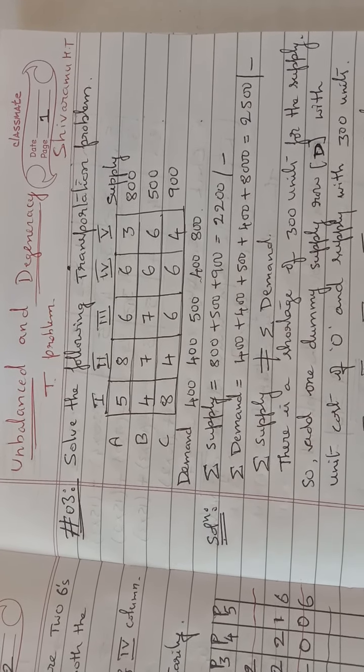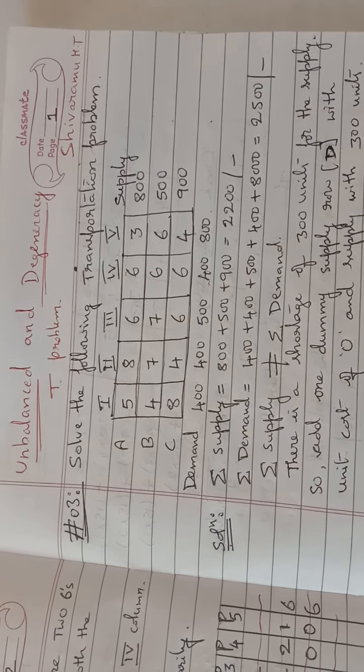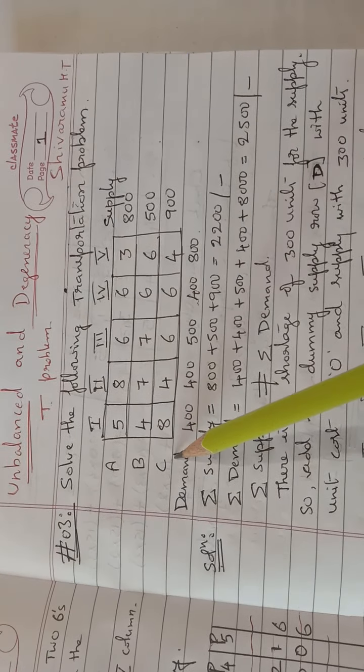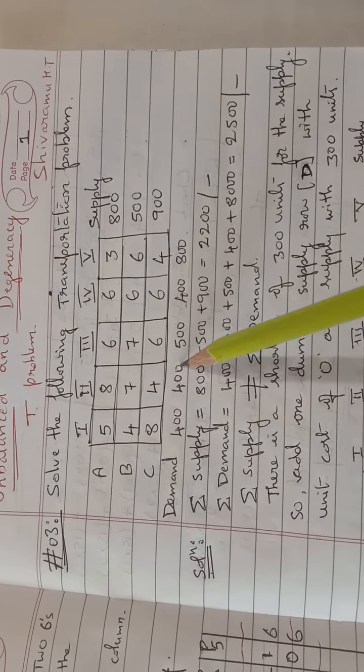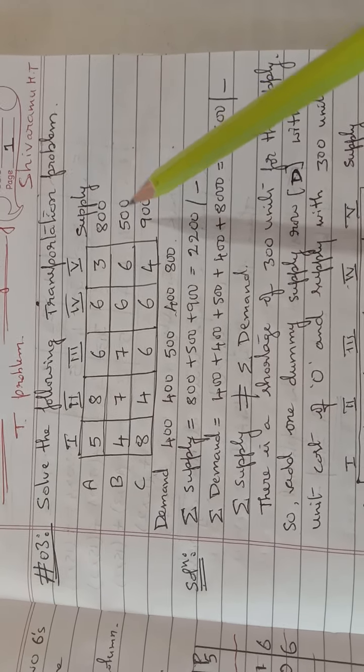Now I'll discuss a problem on unbalanced and degeneracy in transportation problem. Here the given question is: solve the following transportation problem. So 3 rows and 5 columns are given. The demands are 400, 400, 500, 400, 800 and the supplies are 800, 500 and 900.